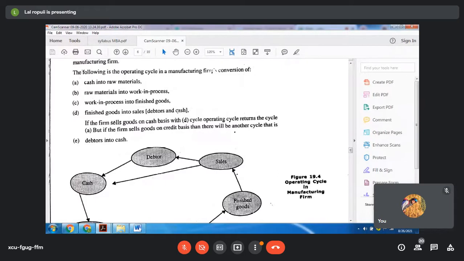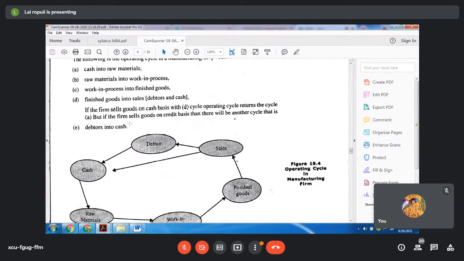It may be cash sales or it may be credit. When we talk about cash sales, we realize cash immediately. When we talk about credit, we sell our products on credit, so later on we realize our cash back from the debtors. That is the operating cycle of a manufacturing firm. If the firm sells goods on a cash basis, cash returns and the cycle completes. But if the firm sells goods on credit, there will be another step, debtors into cash.